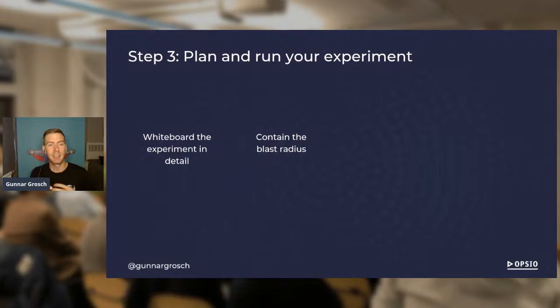It might be a subset of users only, perform an experiment on Norwegian users, or only perform this experiment on one Azure function, not the entire stack of functions. So find ways to contain that blast radius with your experiments to make them small and controllable.